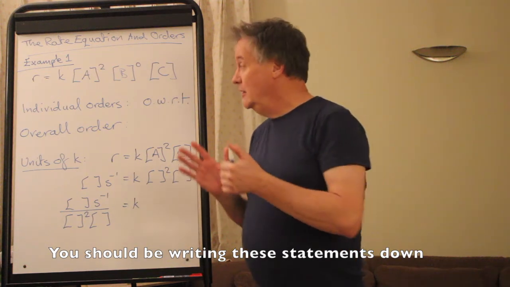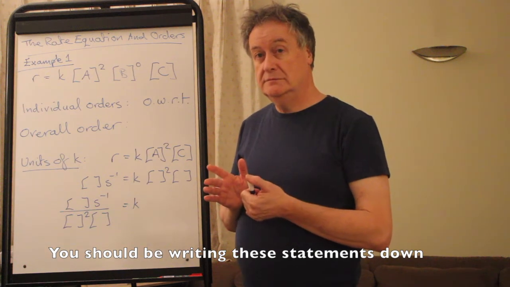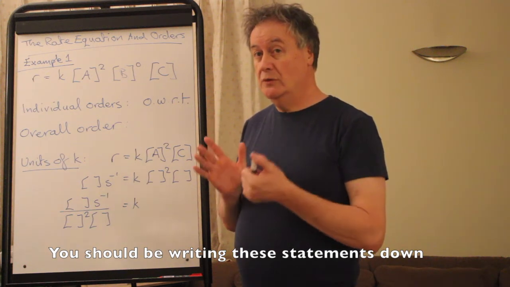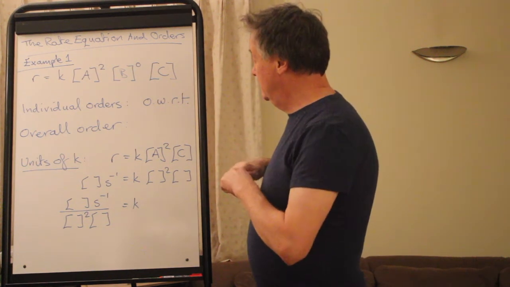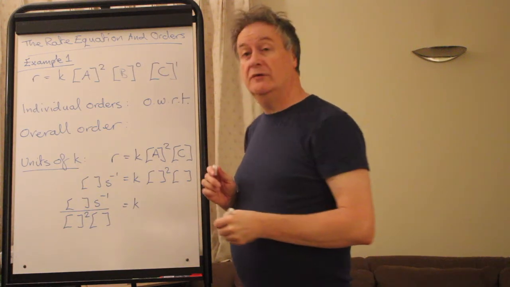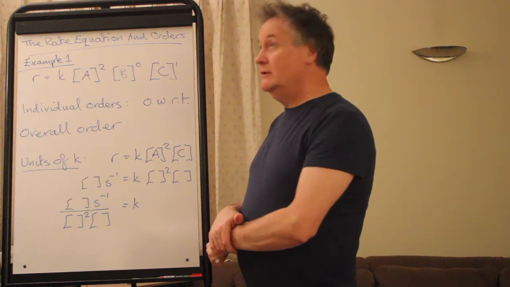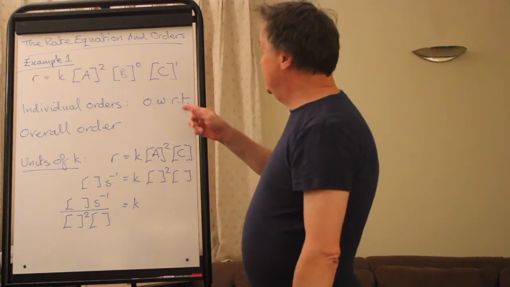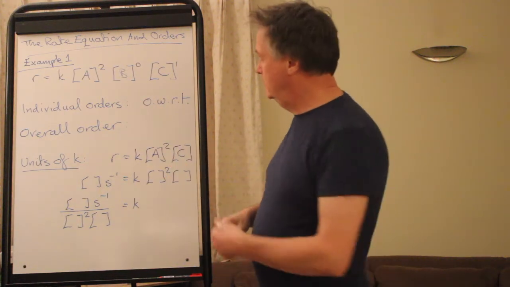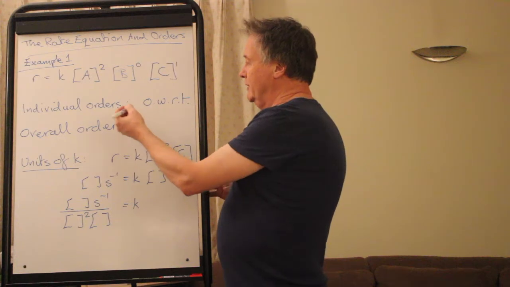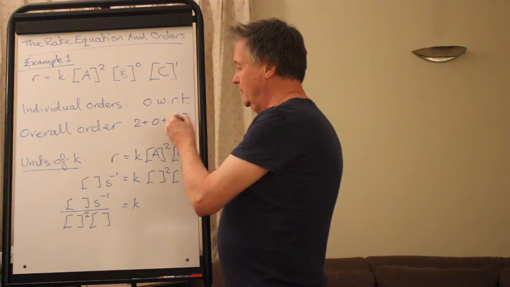Then, the order with respect to B is 0. And the order with respect to C is 1. Now there's nothing written there because chemistry doesn't write ones, but I'll just put it in for you. You caught up? Order with respect to. So the order with respect to a chemical is the power. Overall order for that is all the orders summed up, 3.